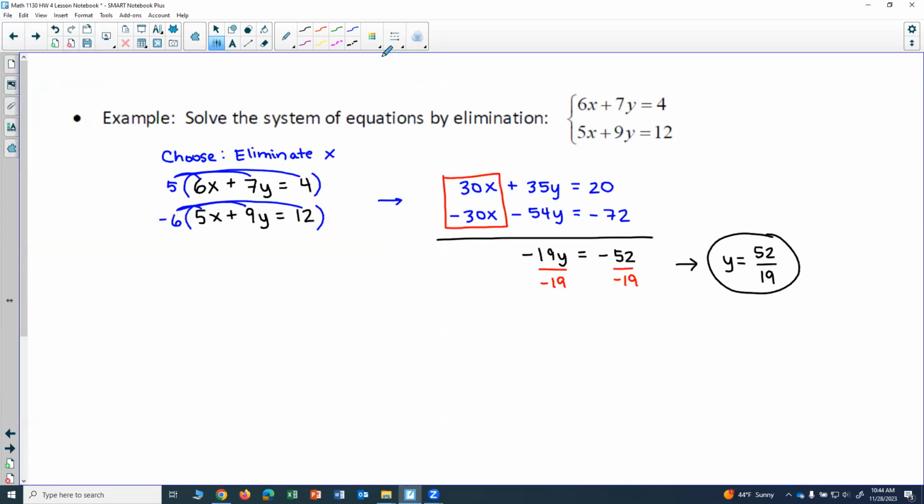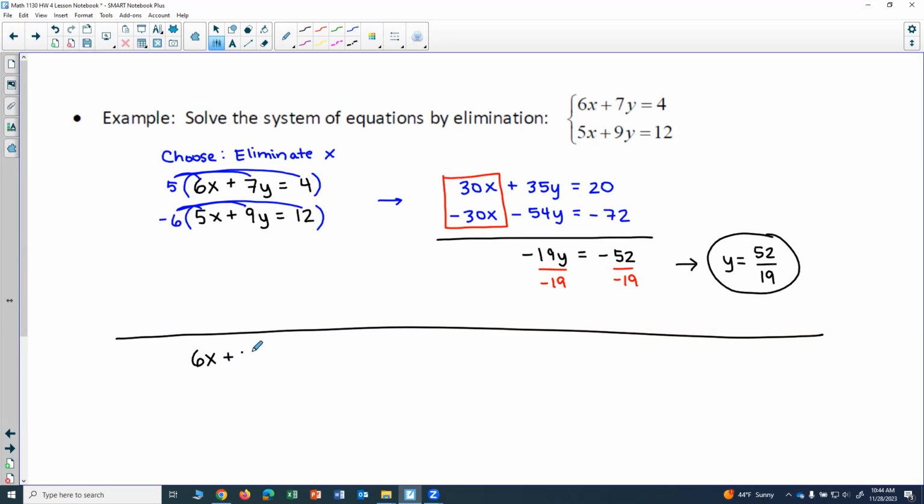Now what I want to do is plug that y value into either of my original equations. So my original equations were 6x plus 7y equals 4 and 5x plus 9y equals 12. It doesn't matter which one I pick, I'm going to plug that y value in. So I'll just go with the first one. I'll say 6x plus 7 times 52/19 equals 4. And I have to go through the process of solving this.